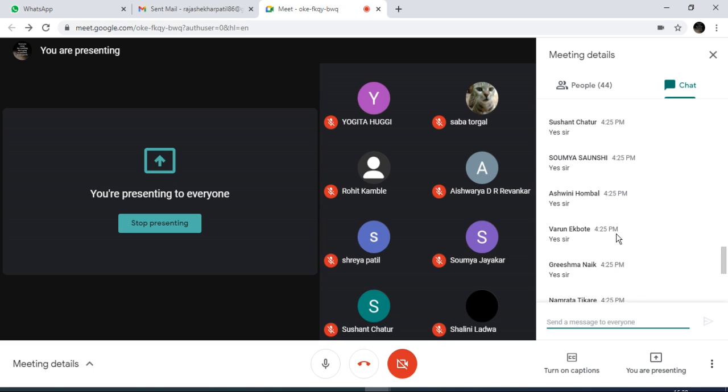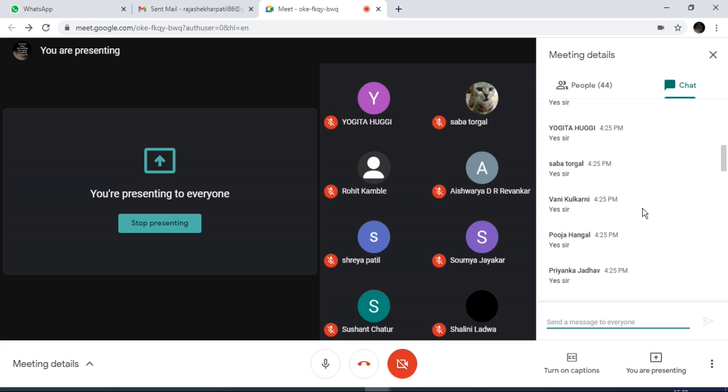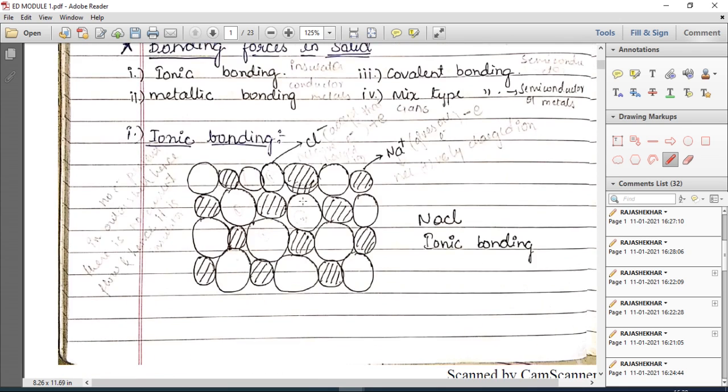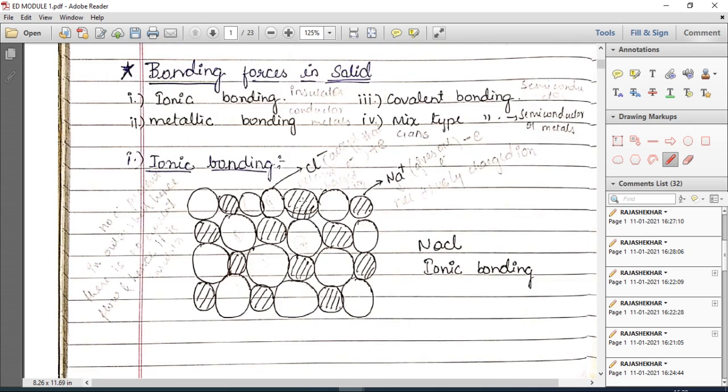Okay, so now, based on this, I will move on to the actual topic which is in your syllabus. That is bonding forces in solids. In that, we are going to study 4 types of bonding. One is ionic bonding, second metallic bonding, third covalent bonding, fourth mixed type bonding.